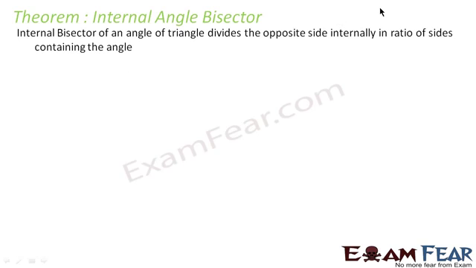containing the angle. We have seen this, that if this is the triangle, let me draw a bigger triangle. This is the triangle ABC, right? And this is the angle bisector. AD is the angle bisector. Then AB by AC is equal to BD by DC. Correct? We have to prove this.